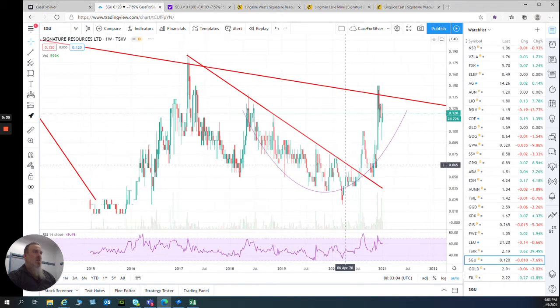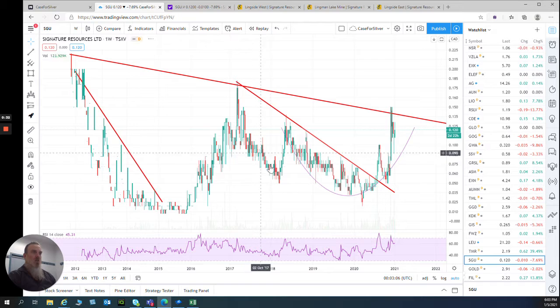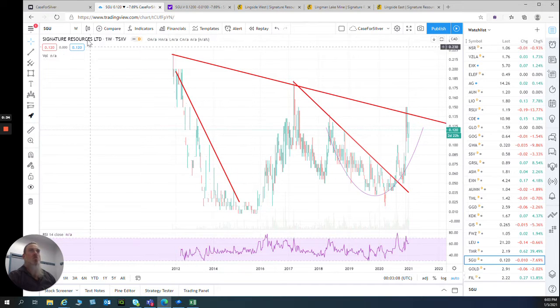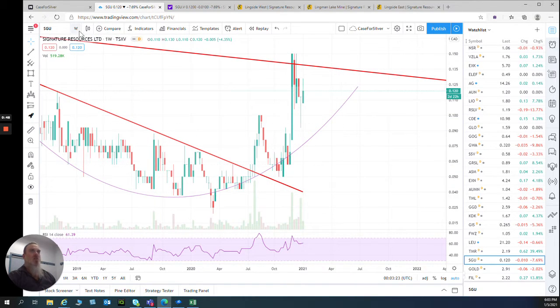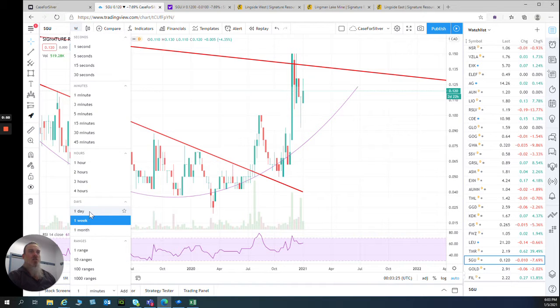This is obviously what I like to call a penny stock, right? That's a term they use. We're looking at a weekly chart. This thing started trading around 2011, right when the market peaked, and then we see some waves here. You'll see the candles even on the weekly chart. You'll see it more on the daily. Switch to the daily.